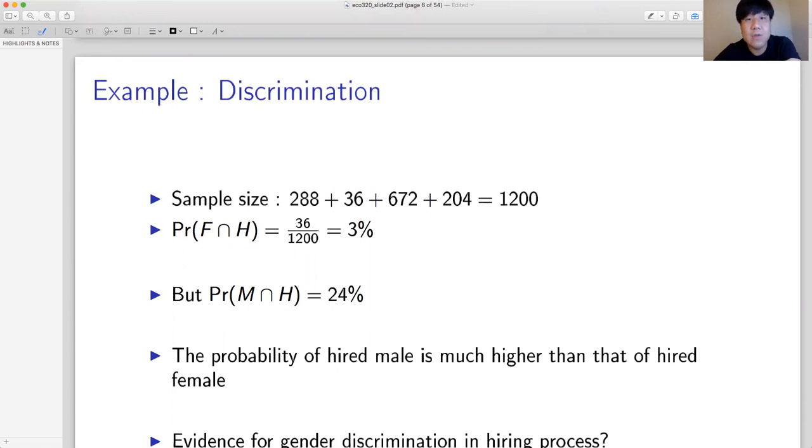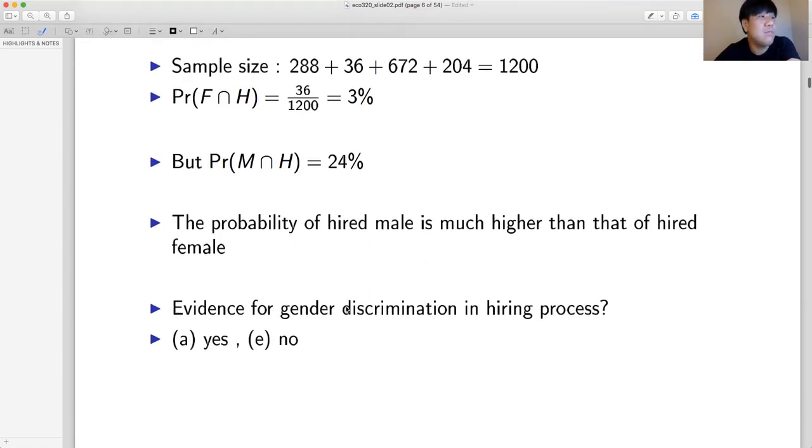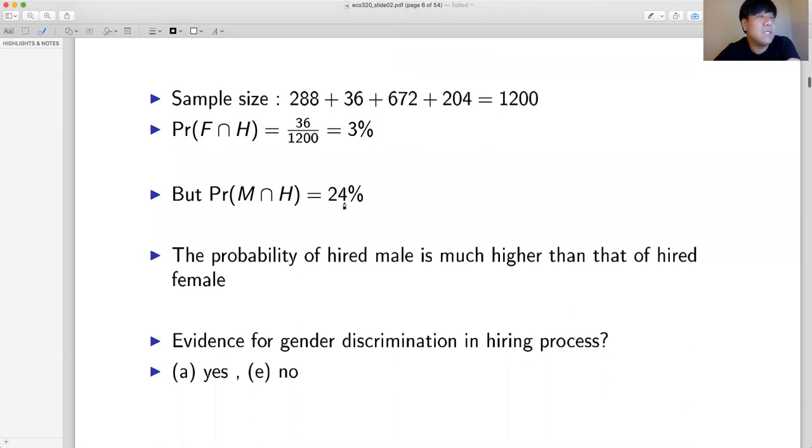Based on this observation, can you say there is some discrimination going on because this is higher than that? This is actually a very important question, also one of the key questions in conditional probability. So please take a moment to answer this one. I will give you a couple more minutes. You might want to pause, otherwise I'm going to give you the answer.